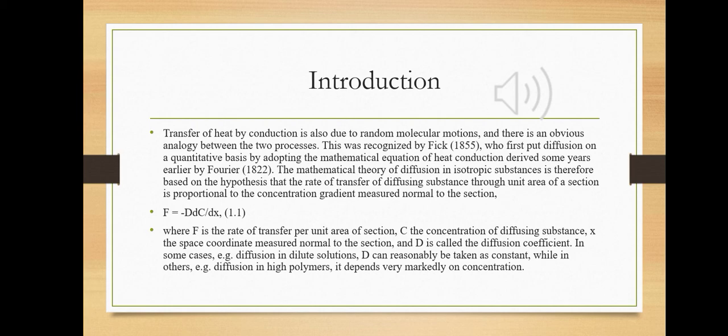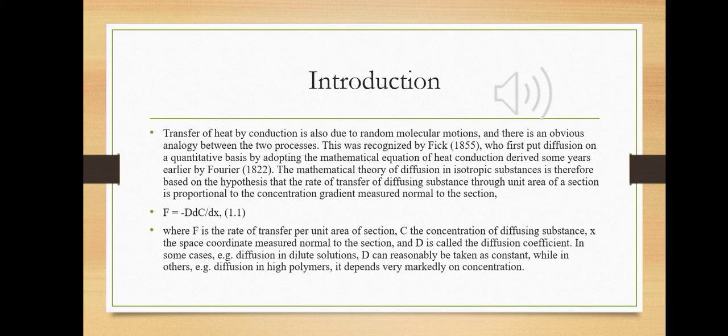This was recognized by Fick in 1855, who was the first person to put diffusion on a quantitative basis by adopting the mathematical equation of heat conduction derived some years earlier by Fourier in 1822. The mathematical theory of diffusion in isotropic substances is therefore based on the hypothesis that the rate of transfer of diffusing substance through unit area of a section is proportional to the concentration gradient measured normal to the section.